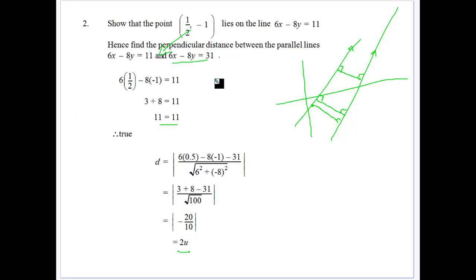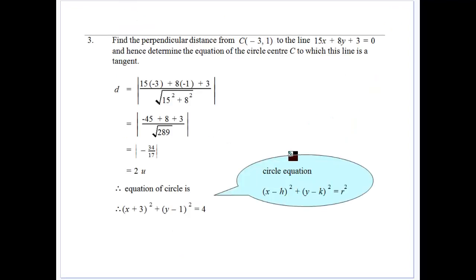So the idea there is that between the two parallel lines, you're going to have the same distance everywhere. We just need a point on one of them. Hence, find the perpendicular distance from this point C to that line, and hence determine the equation of the circle centre C. We'll talk about that in a moment.